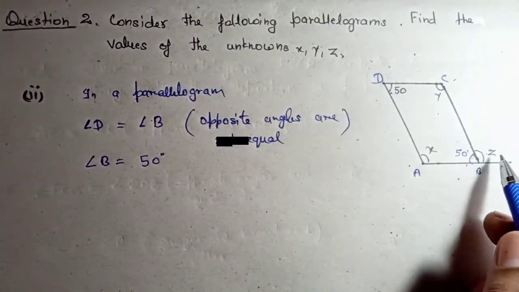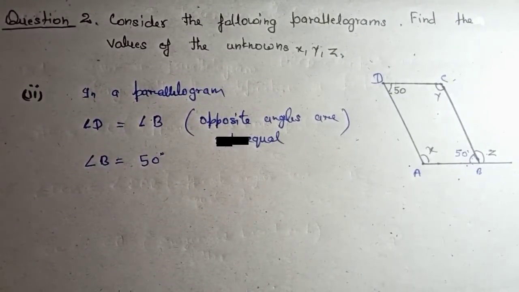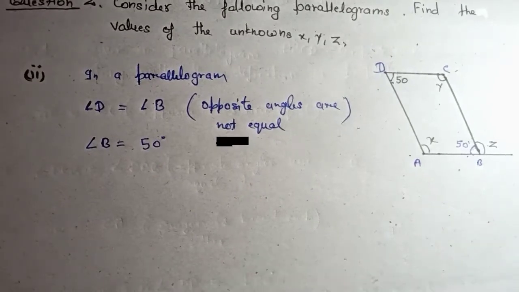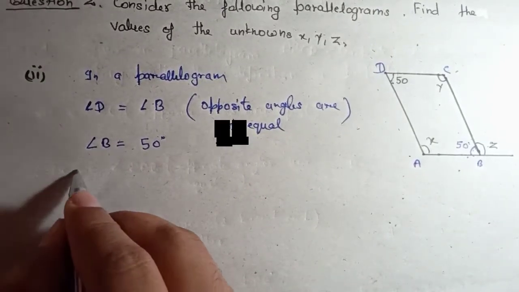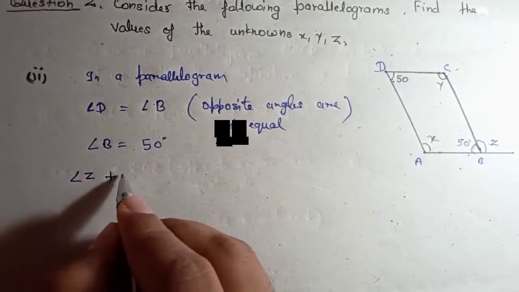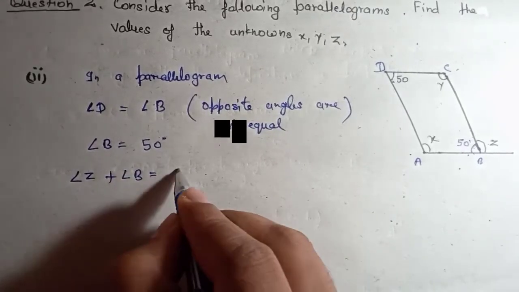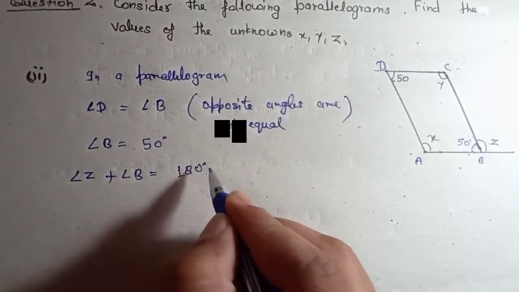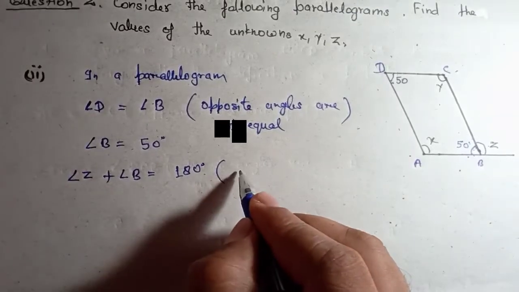Now you have to find Z. How to get Z? To find Z, we have sum of angle Z and angle B is equal to 180 degrees. Why? They form a linear pair.